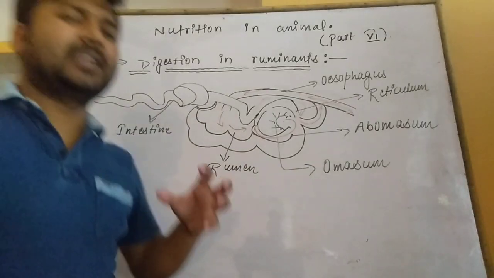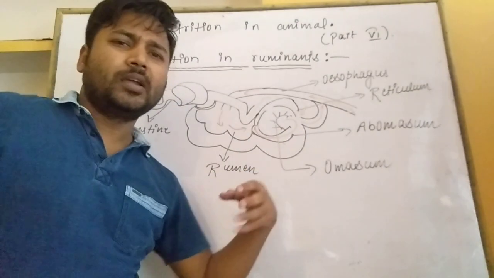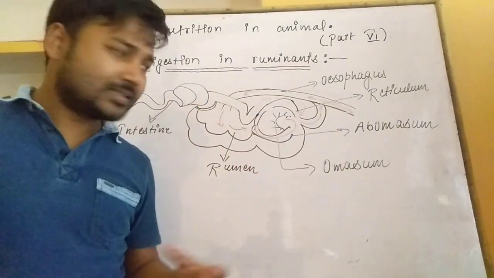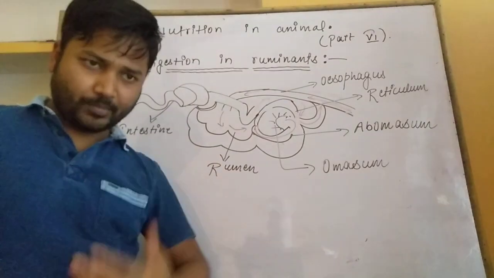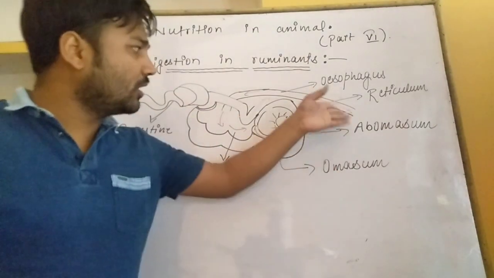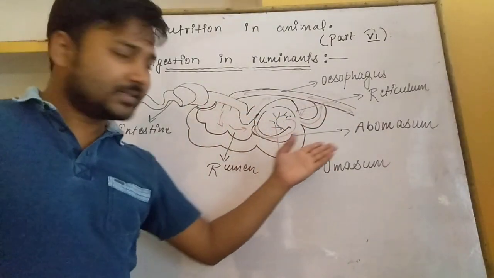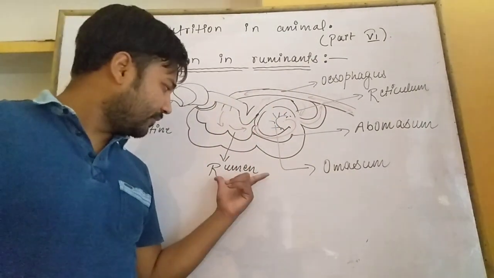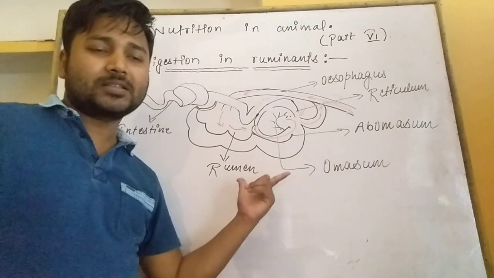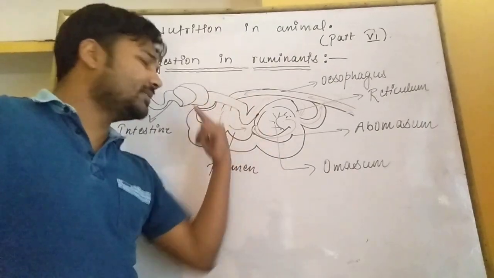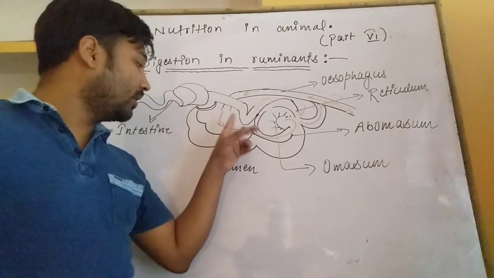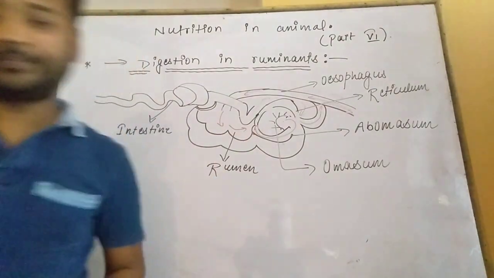After taking the grass into the mouth, they directly engulf the grass. Mouth में वो engulf करता है. Through the esophagus, that grass is transmitted to the rumen. There the food is stored. First, when the grass enters the digestive system of a ruminant animal, it is stored in the rumen.